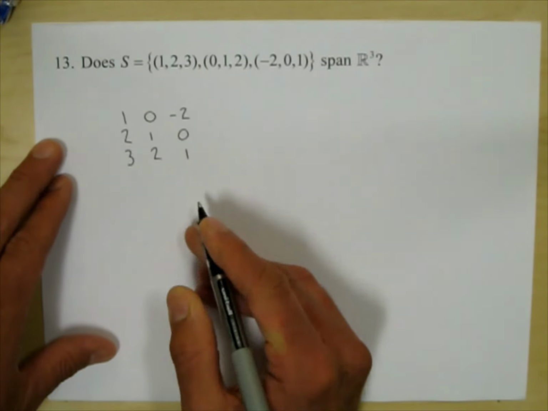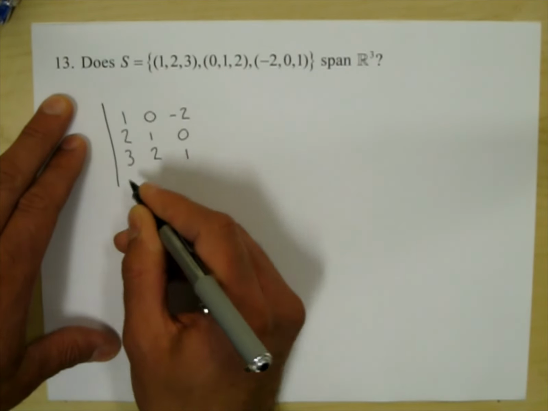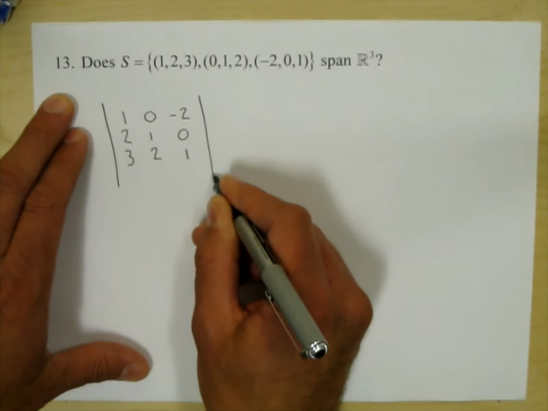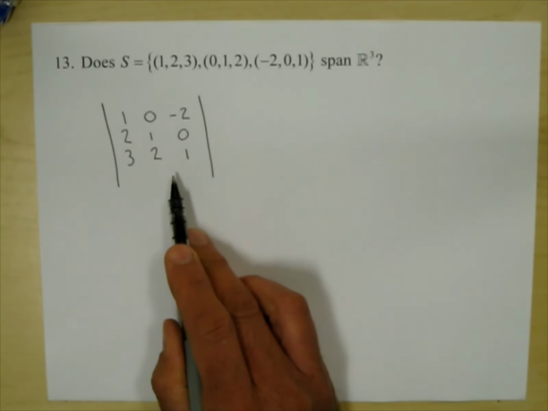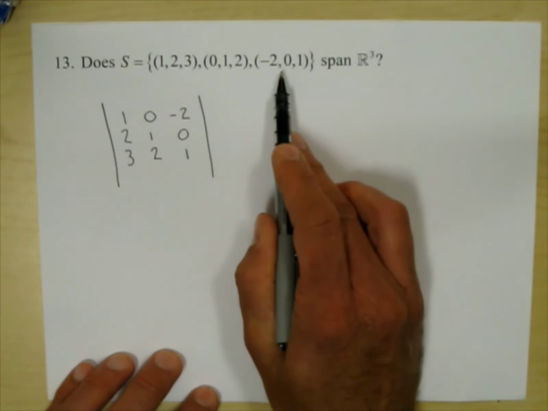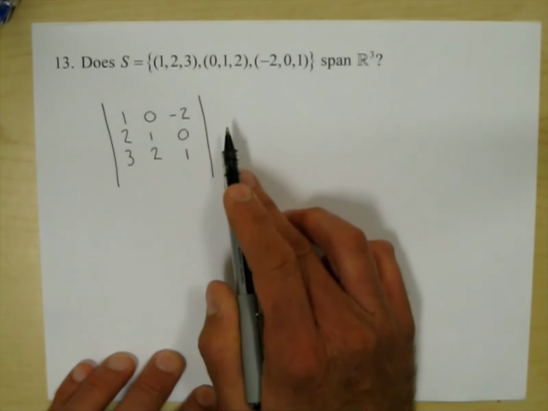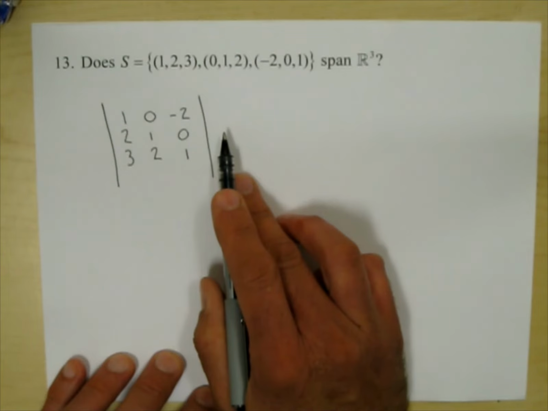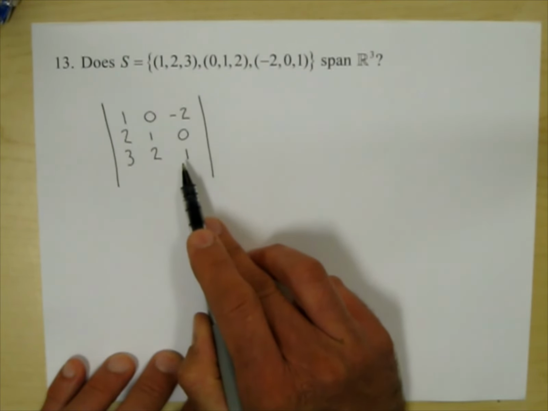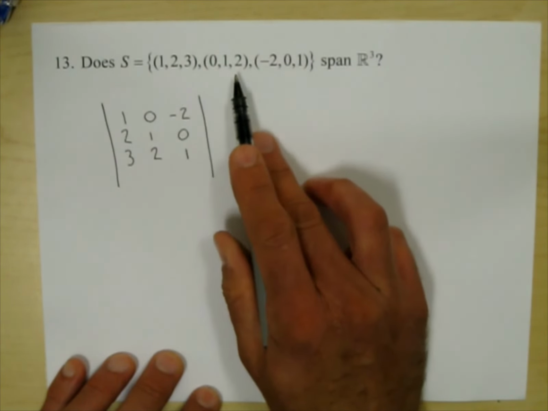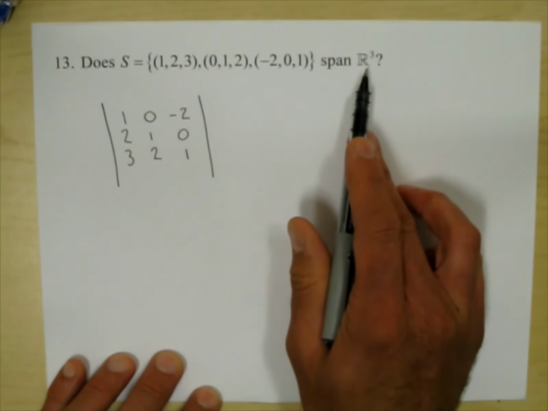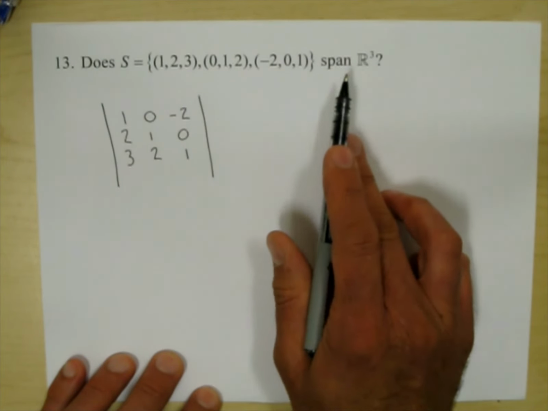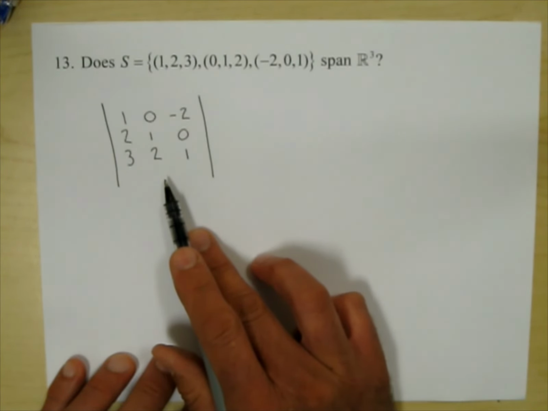And remember what we said: if you take the determinant of that, and the determinant is non-zero, then these vectors do not all lie in the same plane. So that is what we're going to do. Now, if the determinant is 0, then they all lie in the same plane, and the answer would be no, they do not span R3. So, non-zero determinant? Yes.